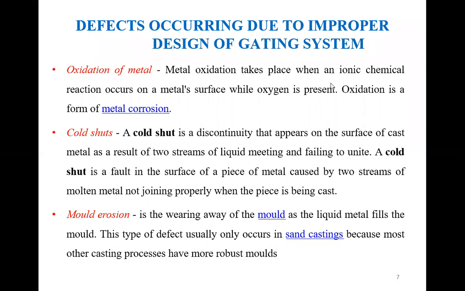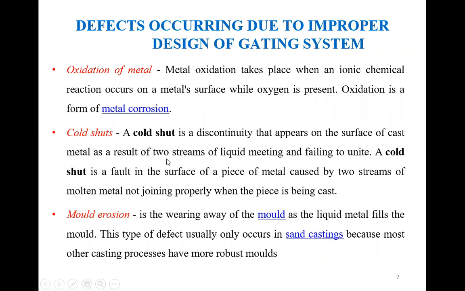So the metal oxidation takes place when an ionic chemical reaction occurs. I told you, when the molten metal is poured into the mold cavity, some reaction can take place. When that type of reaction occurs, some oxygen is present. So oxidation is in the form of metal corrosion. It comes under the corrosion defect.